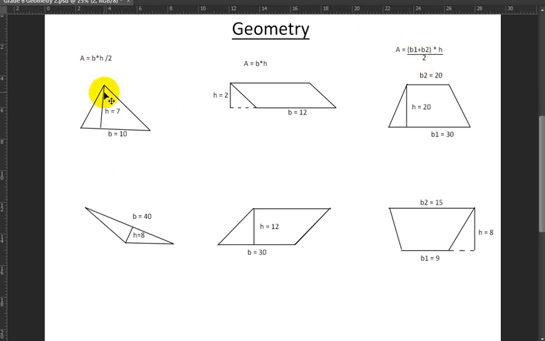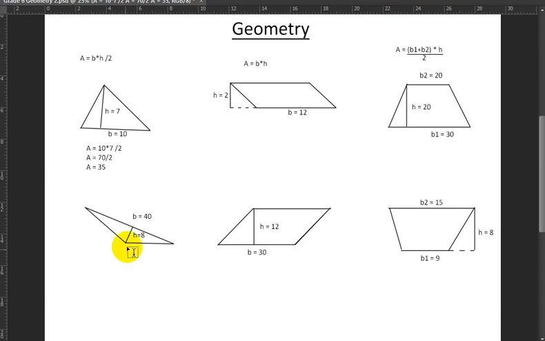Okay, so we're going to start with the triangles. In triangle 1, we see that the base is 10 and the height is 7. So let's plug those numbers into this formula down here. The base is 10, so where B I am going to put 10, and the height is 7, so where H I am going to put 7. So the area is going to be equal to 10 times 7, which makes 70, divided by 2. As such, the area is going to be equal to 70 divided by 2 makes 35. And that's my area.